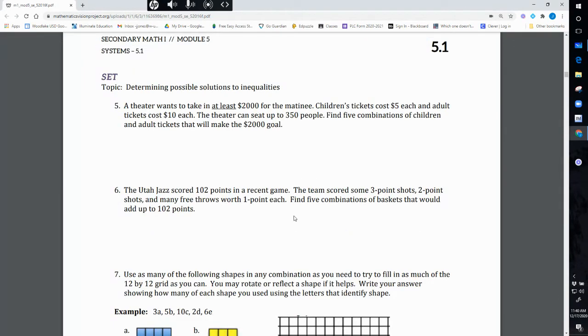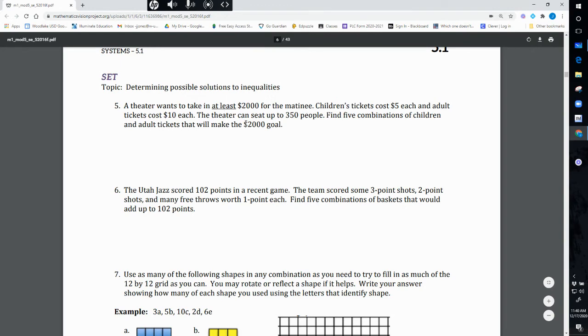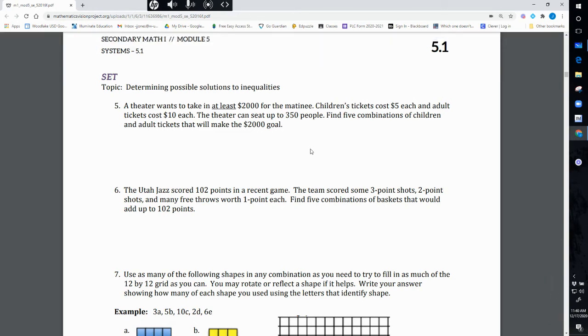All right, the set portion has you create a problem. Okay, create a problem. It says determining the possible solutions to inequalities. You're going to solve an inequality. Okay, it says a theater wants to take in at least $2,000. So they can't take in $1,500. They want $2,000 or more for the matinee. Children's tickets cost $5, adult tickets cost $10, and a theater can seat up to 350 people. Find 5 combinations of children and adult tickets that will make the $2,000 goal.